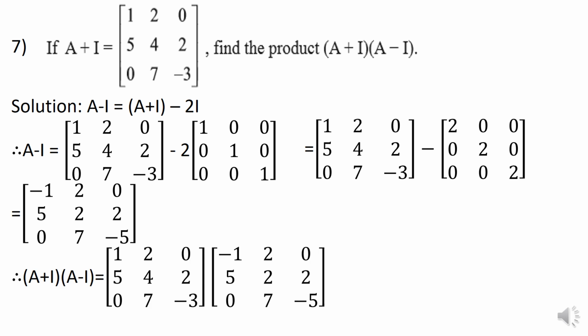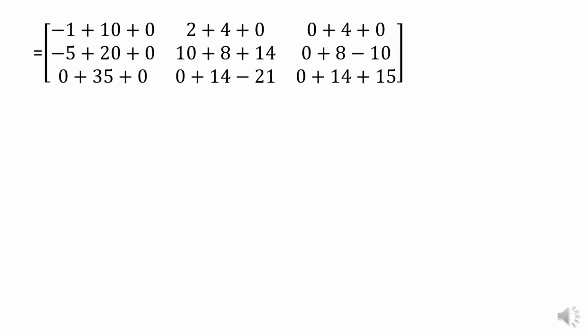Now what is A plus I into A minus I? We write both the matrices together, do the multiplication in the same way as we have done in the previous thing. And thus we get the answer for A plus I into A minus I.